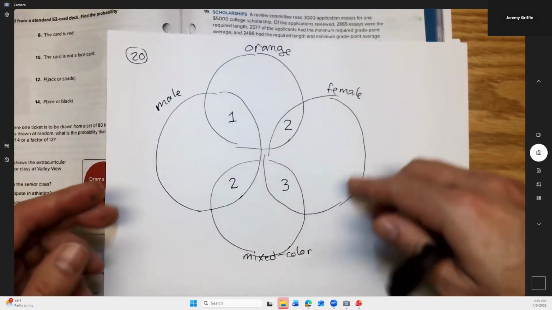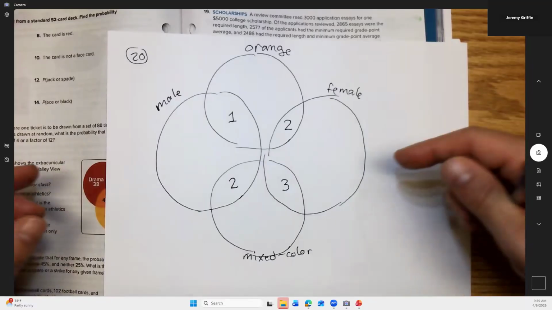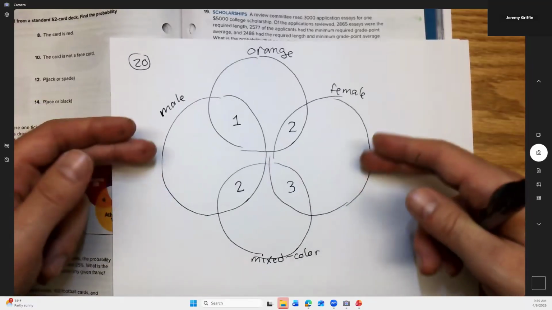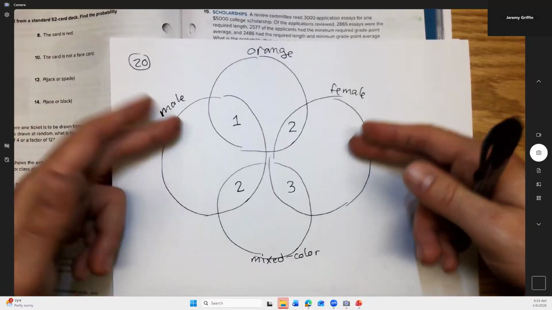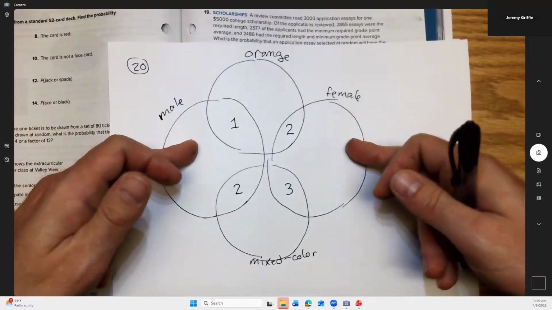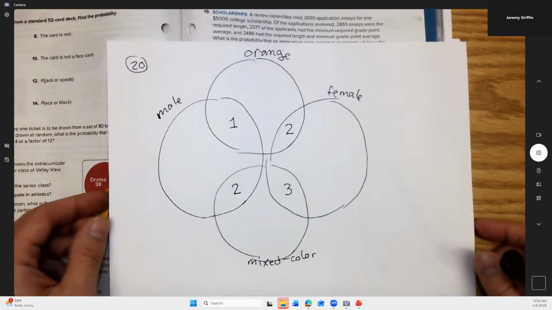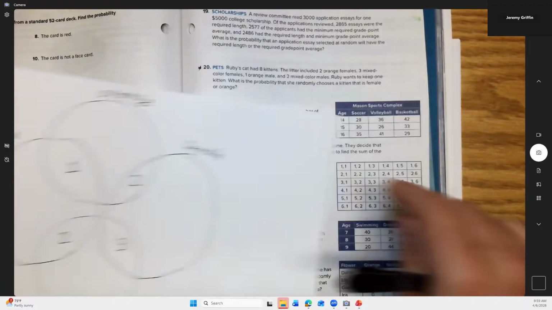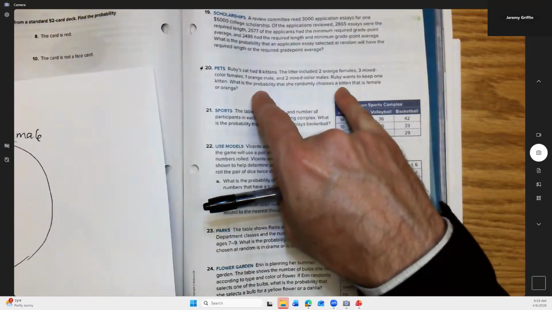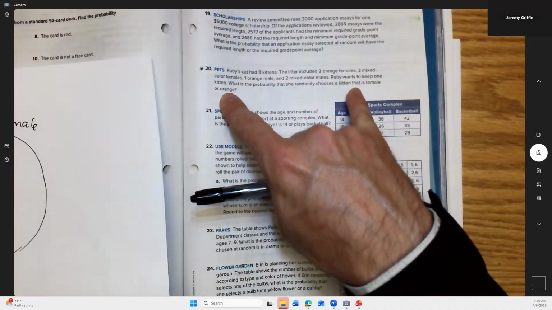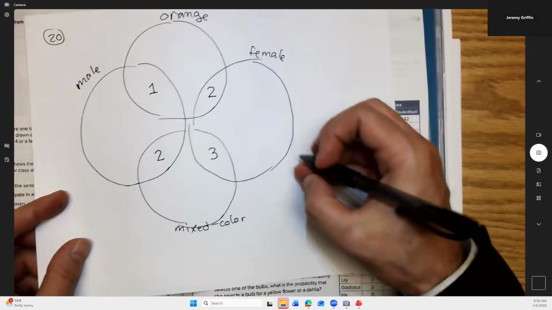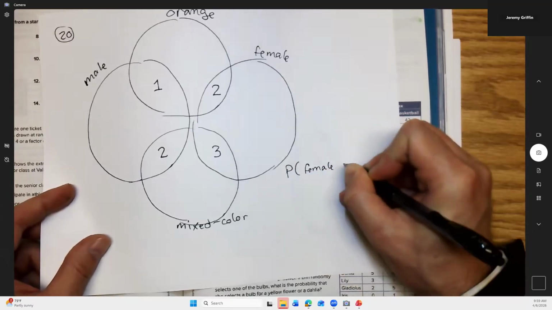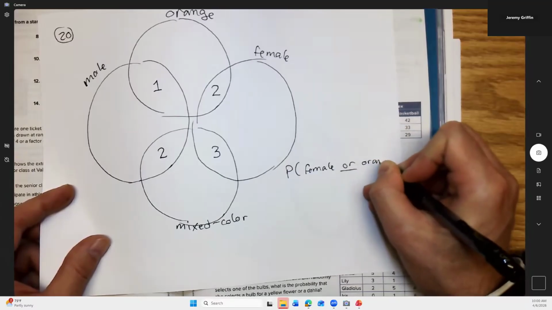Now if you expand the number of kittens you're looking at, you could have some black cats that would not be orange or mixed. That could go in these bubbles here. And this is all the relevant kittens. And what was the question? What's the probability she randomly chooses a kitten that is female or orange? So what's the probability of female or orange?